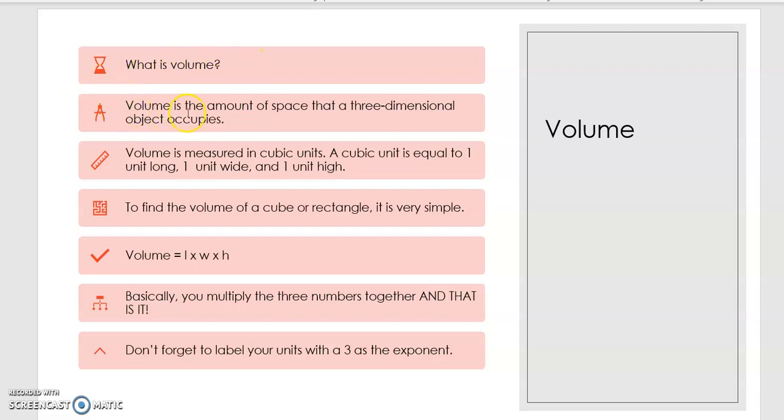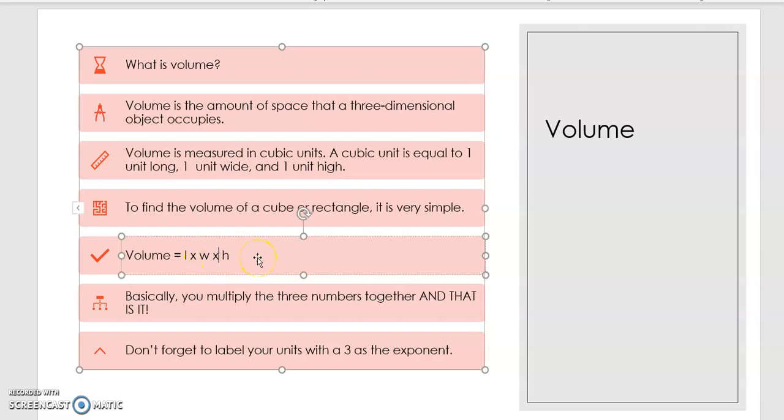What is volume? Volume is the amount of space that a three-dimensional object occupies. It's measured in a cubic unit. So picture a cube where the length, width, and height all have the same dimensions. So one would be the length, one would be the width, and one would be the height. That's a cubic unit. So to find the volume of a cube or a rectangular prism, it is actually extremely easy. It's very simple. You take the length times the width times the height.